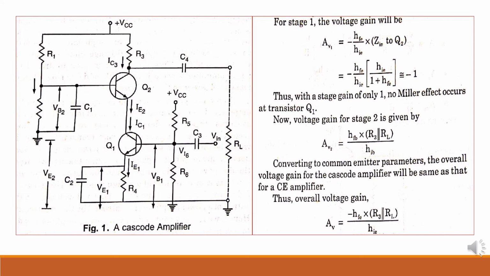You need to remember that the same voltage gain is offered by a common emitter amplifier also, but the cascode has very low input capacitance. So this is the very important aspect of this cascode amplifier.